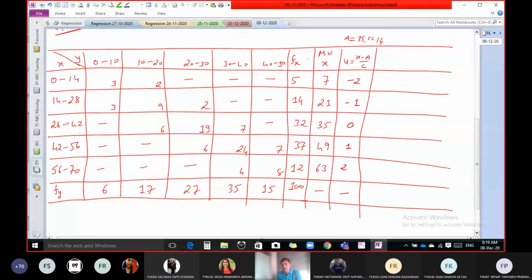Now we have converted this x into u. It is the conversion of the variable, and that is why whatever the frequency of x, that means fx, is the same as the frequency of u. So either you can say this is the frequency of x or the frequency of u, it is the same thing.